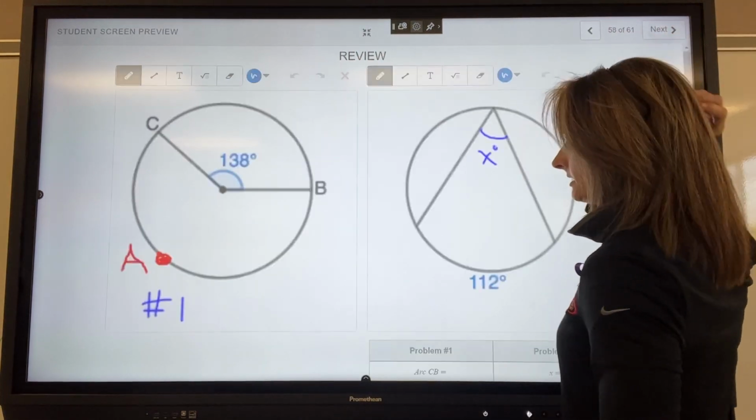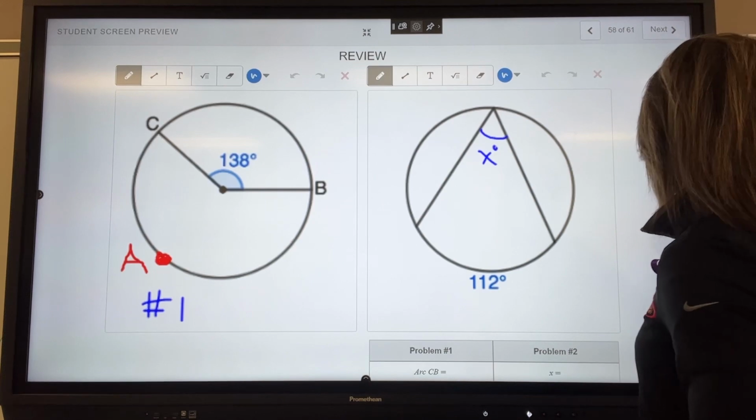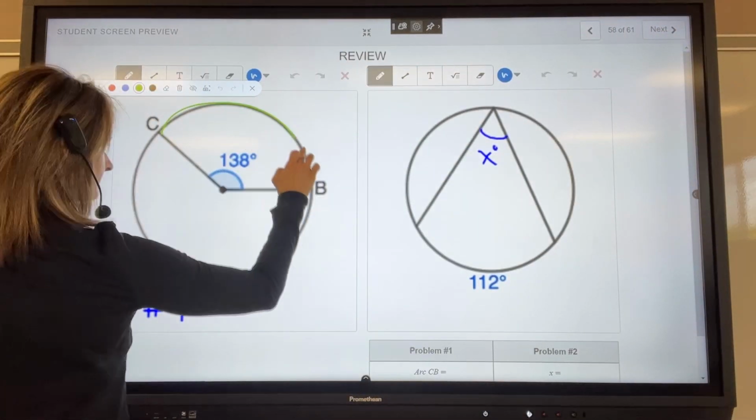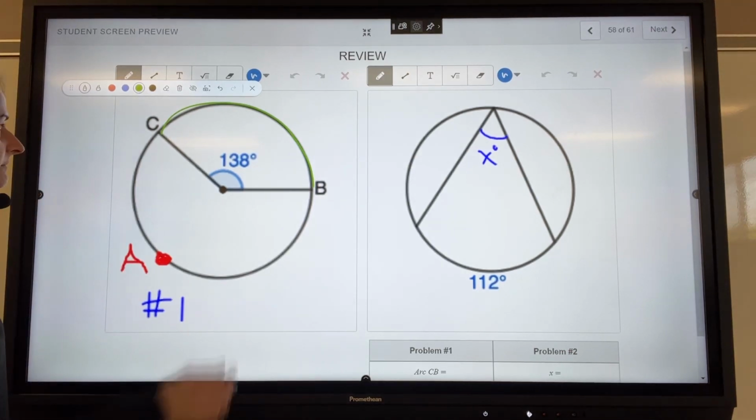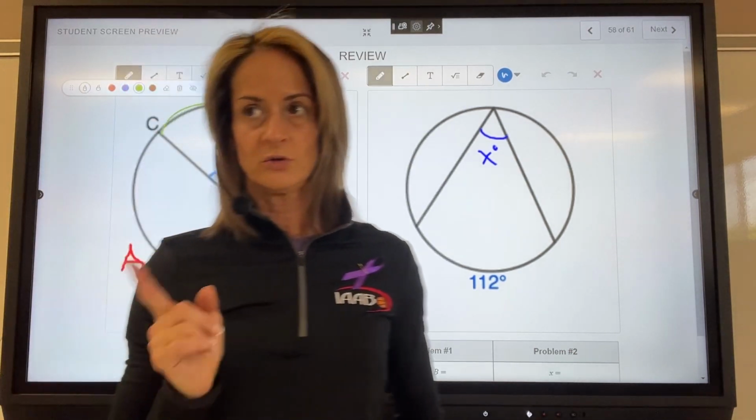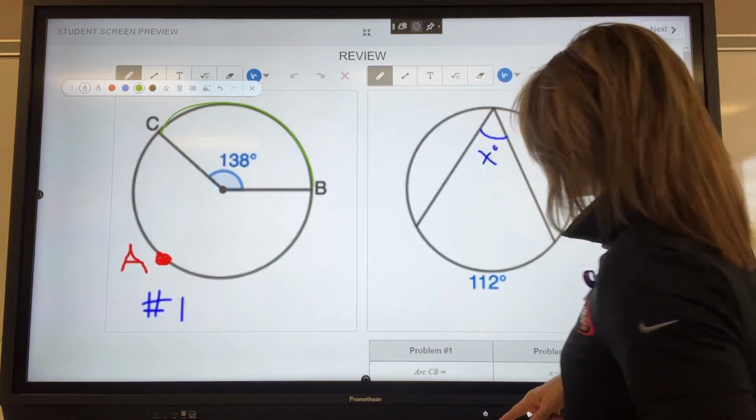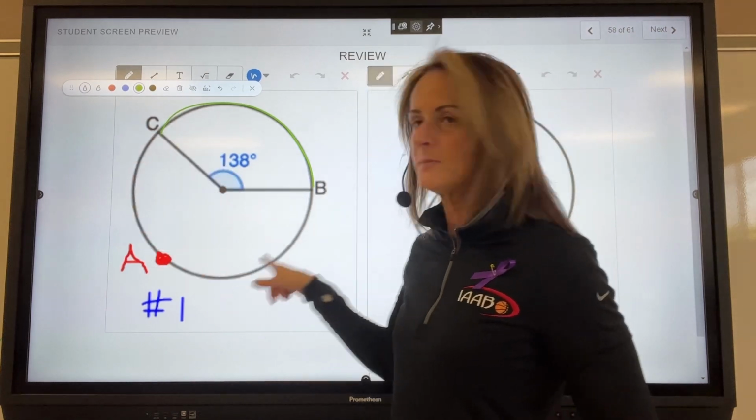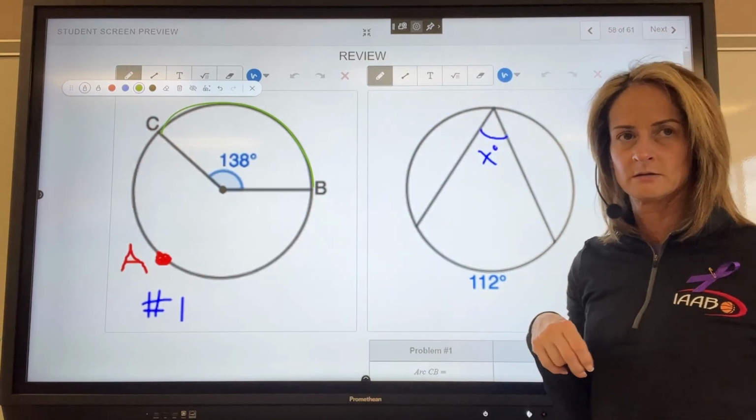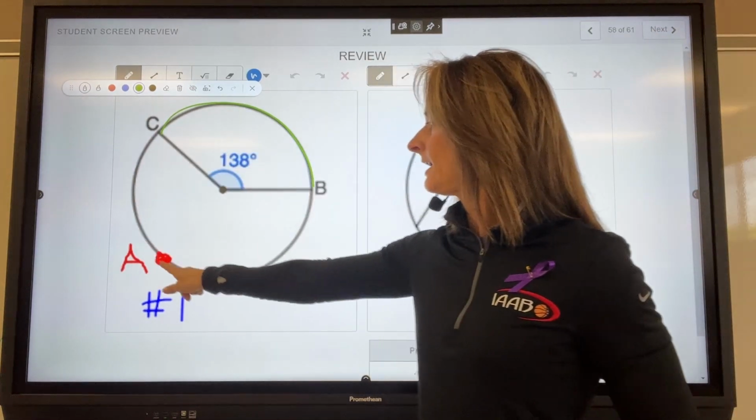We have one more slide. We do. Okay. So, and they're asking for arc CB, okay? Arc CB is 138 degrees because the measure of this arc is the same as the measure of this angle because it's a central angle. We good? They're also asking for, I think it was, is it the measure of arc CAB? Do you have to scroll or is someone going to tell me? What's underneath this? Yeah. CAB.